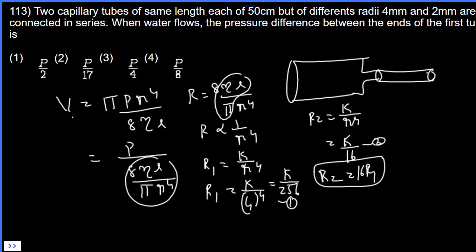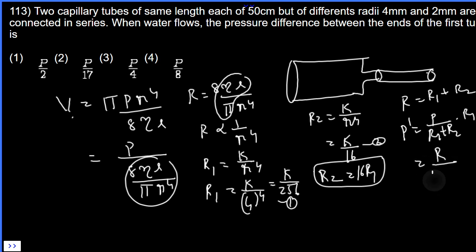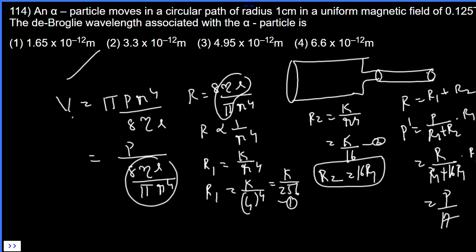In series combination of resistance, R is equal to R1 plus R2. From this, the new pressure is P by R1 plus R2 into R1. R1 plus R2 means R1 plus 16 R1, into R1. We get finally P by 17. So option number 2 is correct. Next problem, 114.